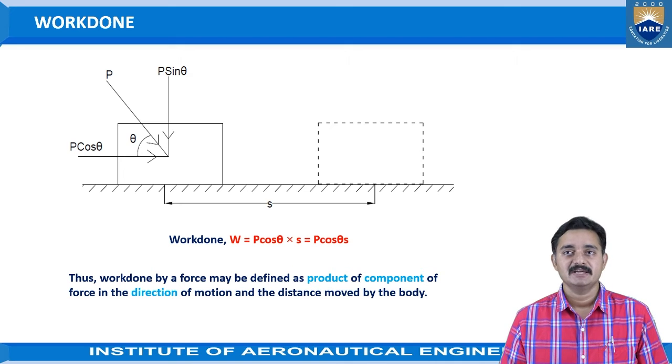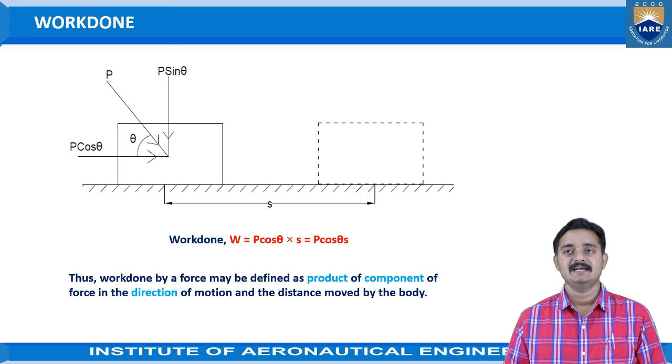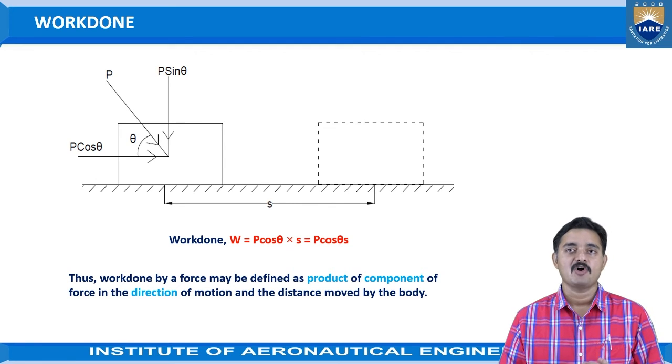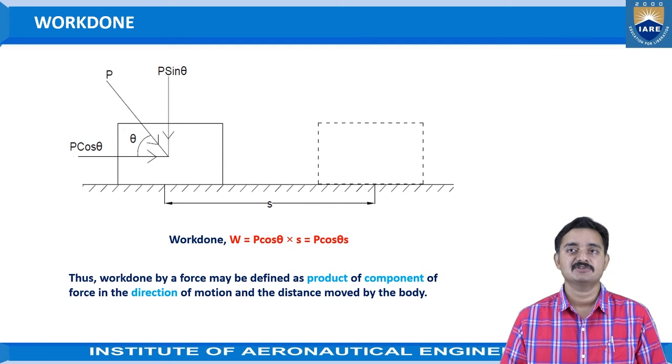Thus, the work done by a force may be defined as the product of the component of force in the direction of motion and the distance moved by the body. This is how we will be considering the work done values.